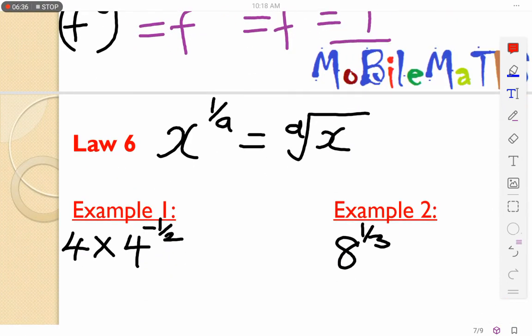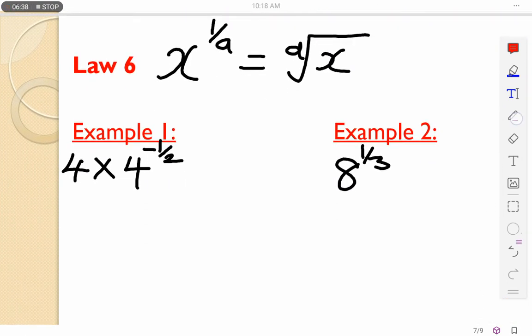Let's look at law number 6. Law number 6 is this one of square roots. Let's look at it. Examples, we've got 4 times that. So I'll have my 4 times this one. Because of the negative there, I'll start off writing it using law number 4: 1 over 4 to the power of half.